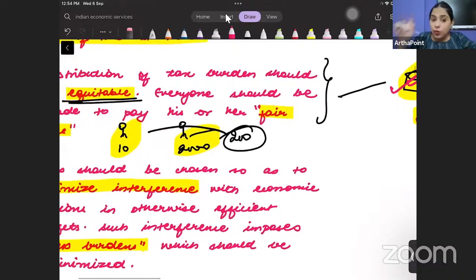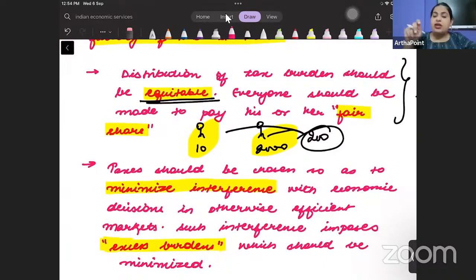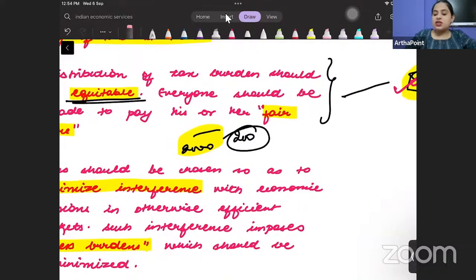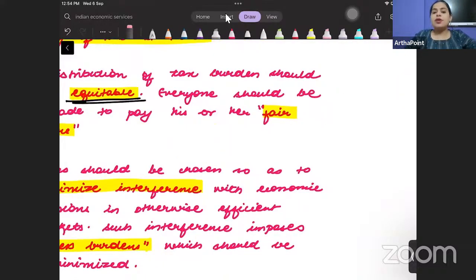So this equitable, this fair, it depends on what you are doing. If it is an income tax, then fair will mean charge according to income. More income, more tax, less income, less tax. But if it is a commodity tax, then if both of them consume the same commodity, they should be charged the same amount. This is exactly what we are saying in this case. यही हम यहाँ पे बोल रहे हैं.